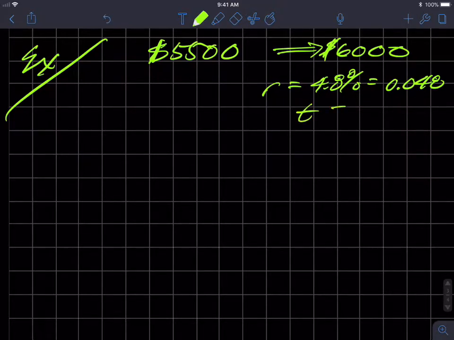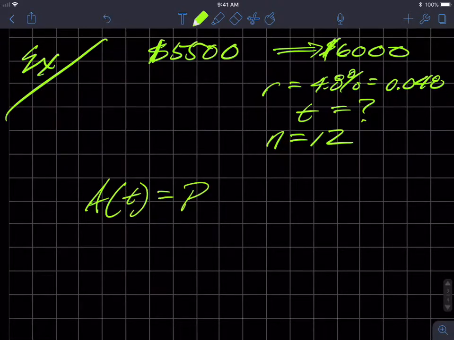So we want to know how long it's going to take, and that's her annual interest rate, and it's compounded monthly, so n is equal to 12. So if we go back to our interest calculations, our formula for this looks like this. A is equal to the original amount or principal, times 1 plus the rate r divided by n, the number of compounding periods, raised to the number of compounding periods times how many years she's going to have the investment.